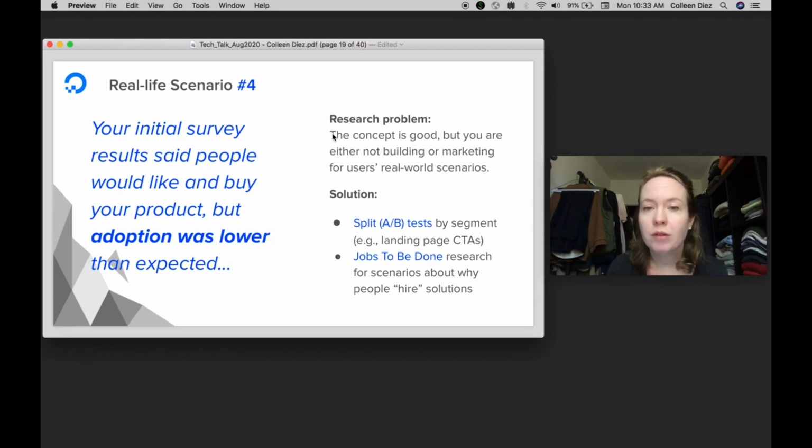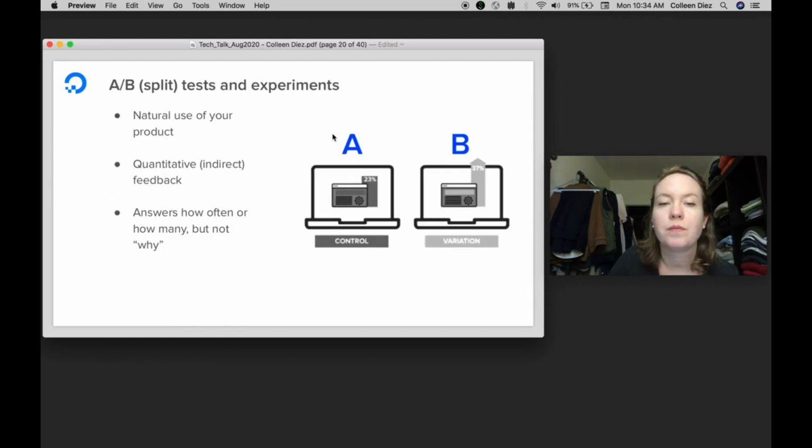So there are a couple of research solutions for this. One good one is to run split tests or A/B tests by your different segments, and I'll tell you a little bit more about that in a second. The other is that you can conduct jobs to be done research for understanding your customers' real world scenarios about why they've actually hired a solution, including your solution.